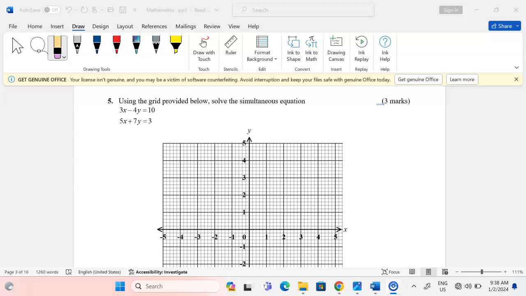Thank you for joining this lesson. We're going to discuss the solution of simultaneous equations. And in this video, we're going to focus on the graphical method of solving simultaneous equations.